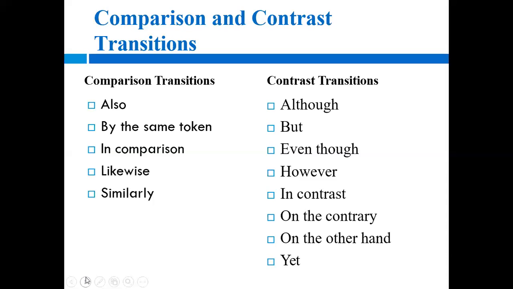Okay, now let's talk about the contrast transitions. So, whatever would we do without transitions signifying contrast? There would be no way to articulate our polar or different and conflicting ideas without these contrasting transitions. So there are some examples, like you can see: in contrast, although, but, even though, however. These are the contrasting words.